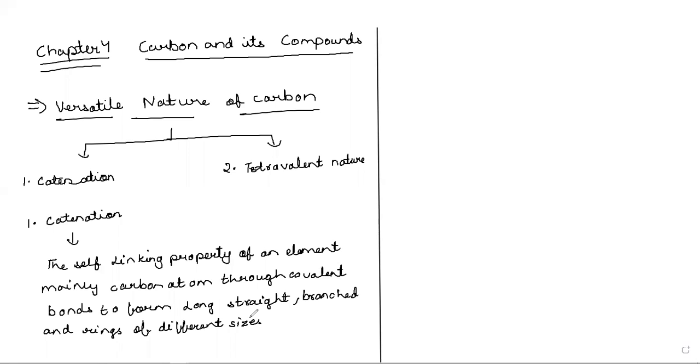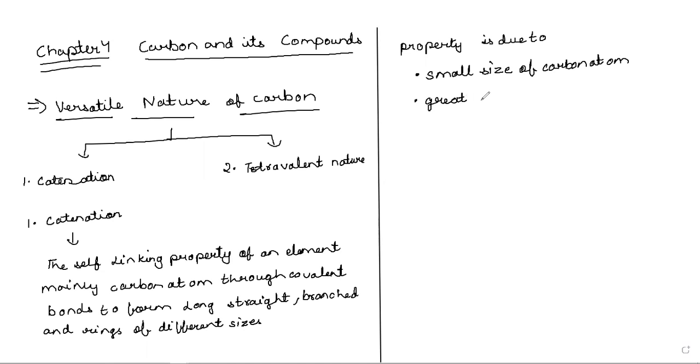अब ये catenation property किसकी वजह से होती है? The property is due to these 2 points. Property is due to, first, the small size of carbon atom, and second property is great strength of carbon-carbon bond.